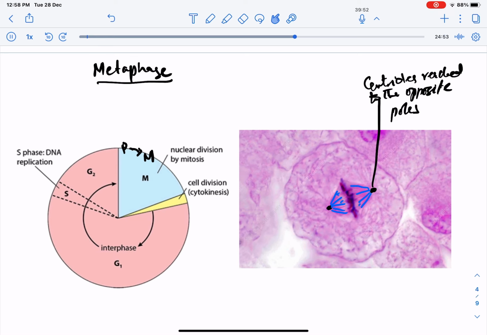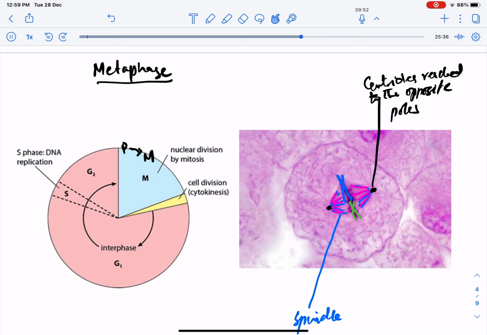A spindle formed. This is the spindle. And do you see the chromosomes have aligned themselves on an equator? You will see these thick structures. A thick, darker region that you see in the center, that is the chromosomes aligned themselves on the equator.